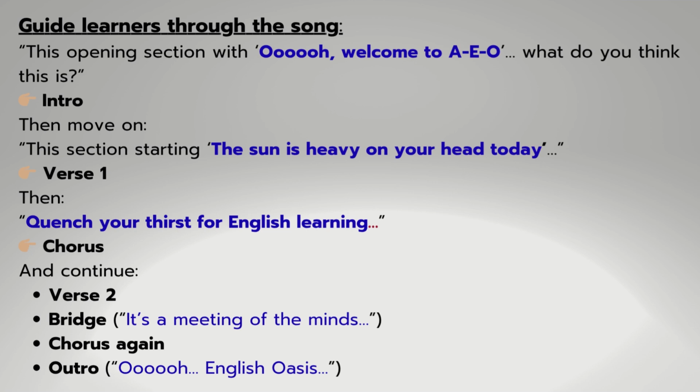As you continue, you play the lines "Quench your thirst for English learning" and help students identify this as the chorus, especially since it repeats and carries the central message of the song. You then work through the rest of the structure together, identifying the second verse, the bridge, beginning with "It's a meeting of the minds," the repeated chorus, and finally the outro, which brings the song to a close.